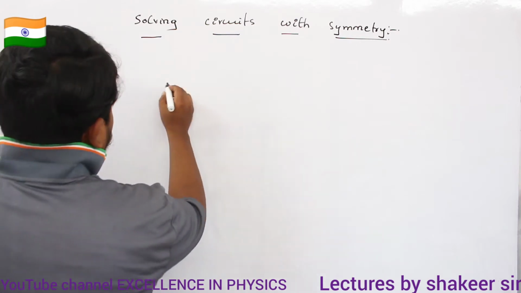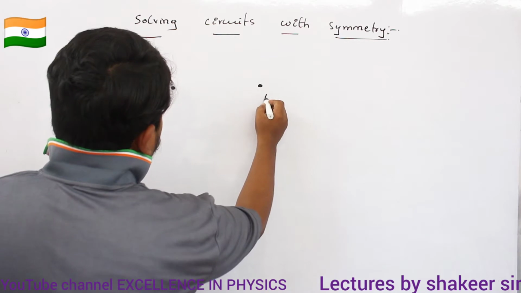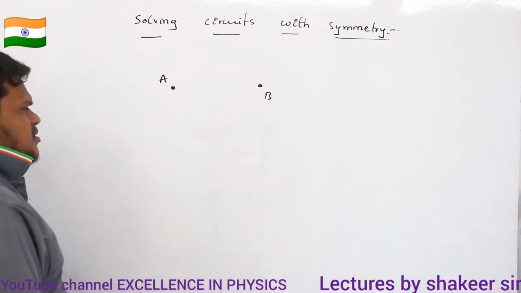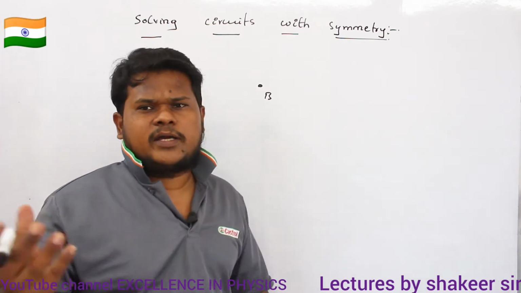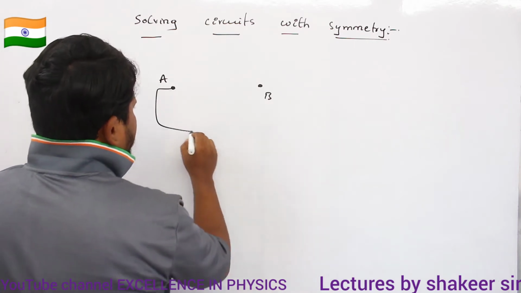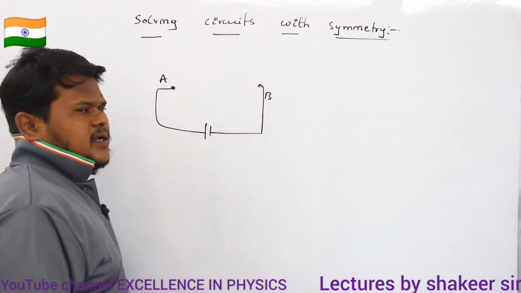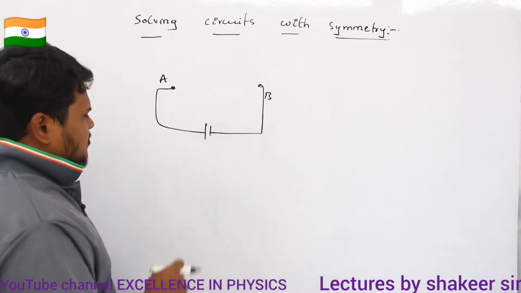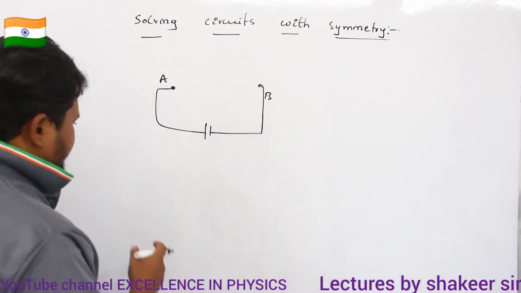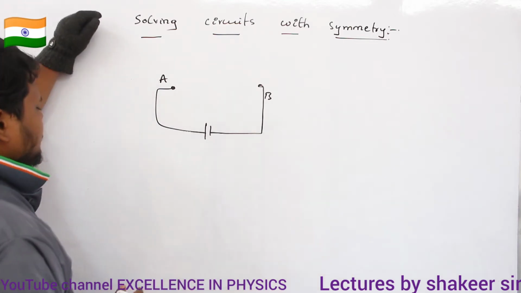Okay, so let us see. For example, if I take point A and point B, let us suppose I am supposed to calculate the equivalent capacitance between point A and B. Let us consider there are different capacitors connected in between A and B. So make a note of the symmetrical conditions which I write down here.